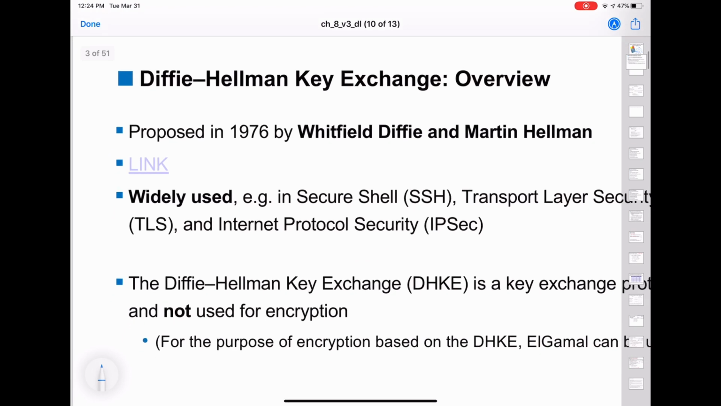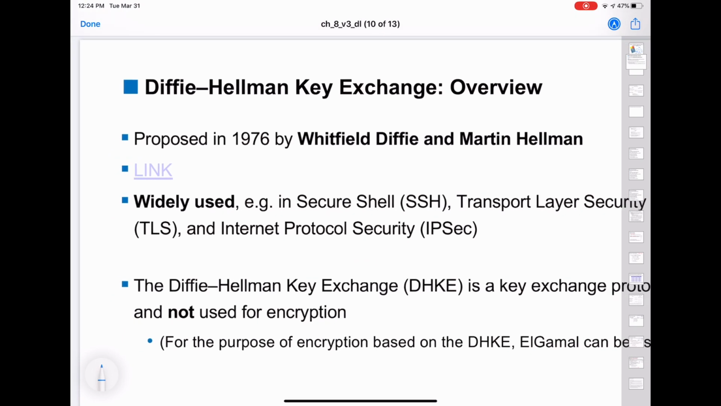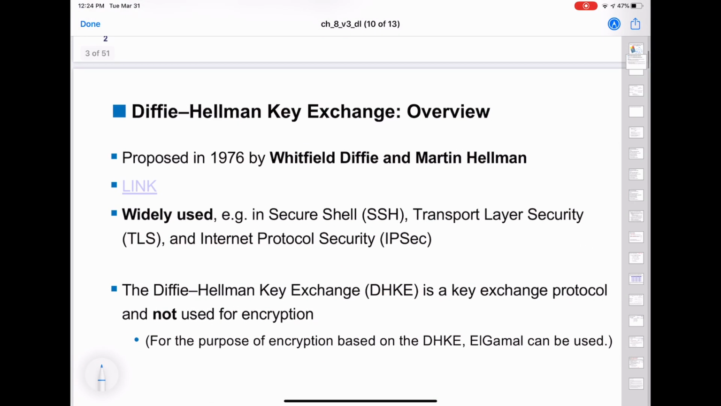Let's talk about Diffie-Hellman key exchange. It was proposed in 1976 by Whitfield Diffie and Martin Hellman, and both of them introduced public key cryptography for us.